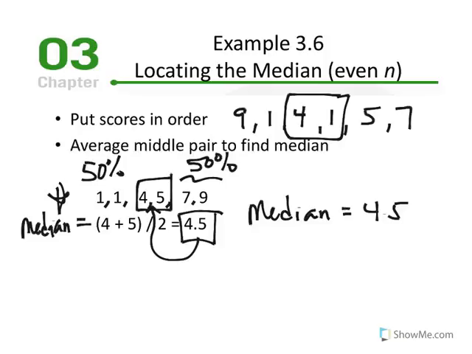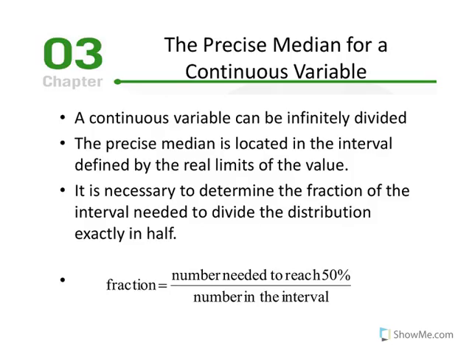So how do we find the median of a continuous variable? I'll go over that next with you in a couple of examples. So we're going to find the precise median for a continuous variable. By definition, a continuous variable is one that can be infinitely divided, a value that can be expressed as a proportion, as a decimal. The precise median is located in the interval defined by the real limits of the value.